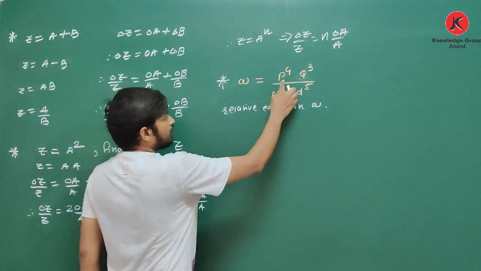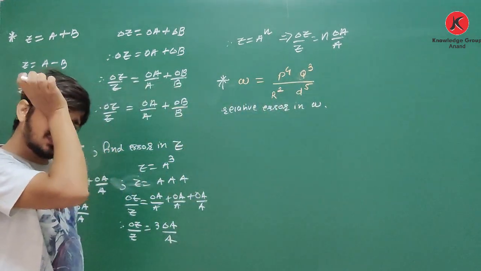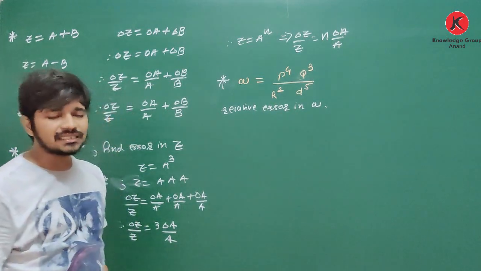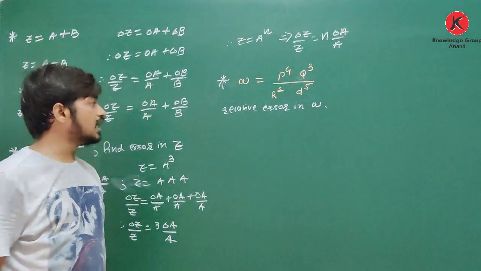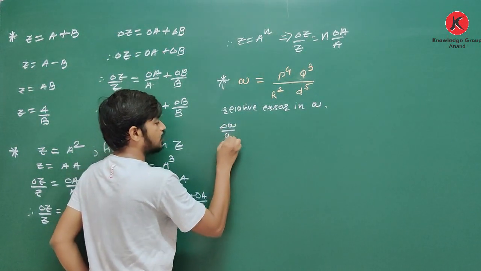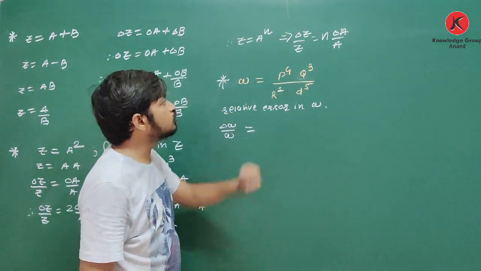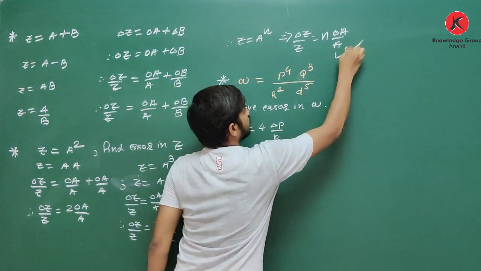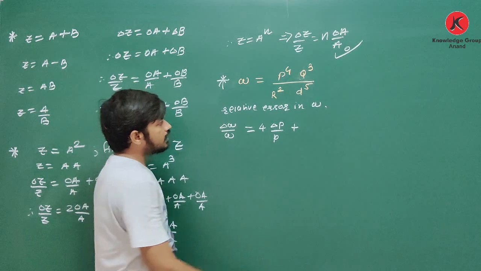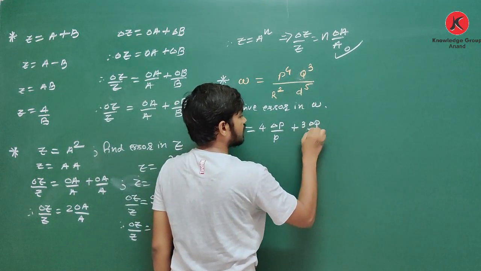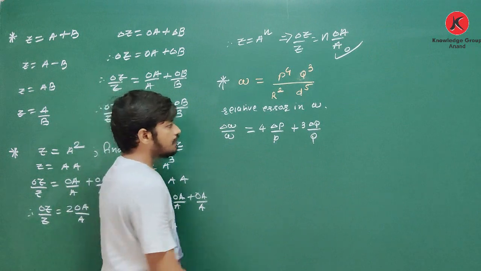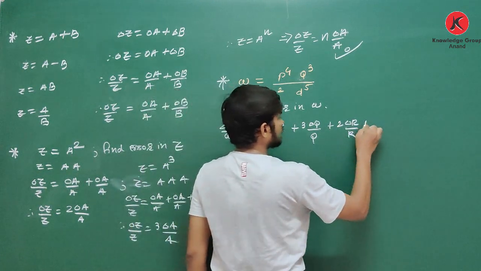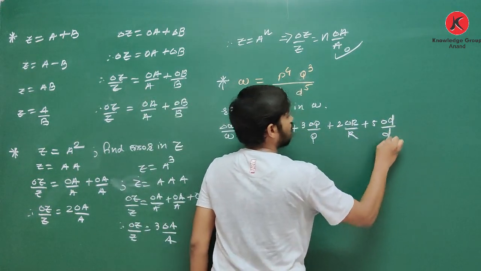Here P, Q, R and D are in multiplication and division, so obviously there is a sum of relative errors. So here I have to write delta W upon W is equal to, for P raised to 4, 4 delta P upon P with the help of this result. Then plus, errors are always added, Q raised to 3 means 3 delta Q upon Q, then plus 2 delta R upon R, and plus 5 delta D upon D.